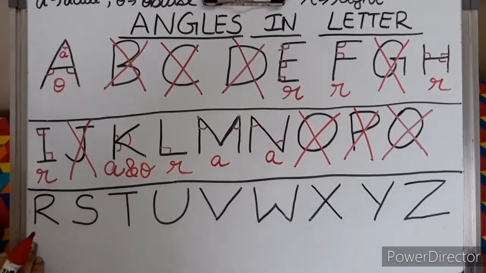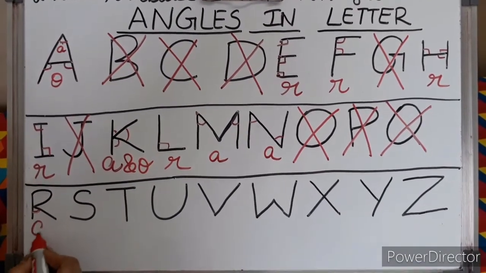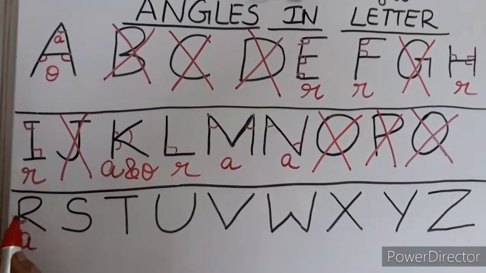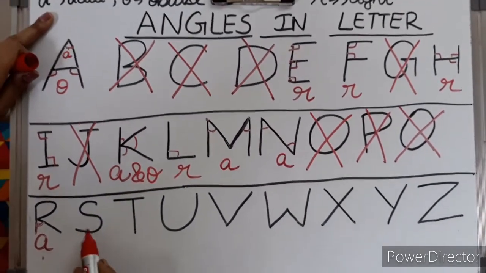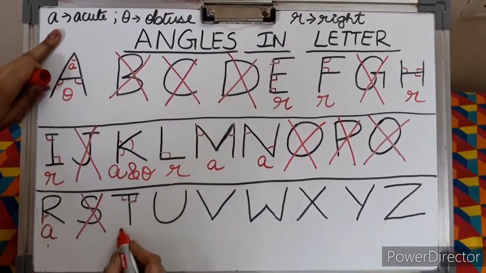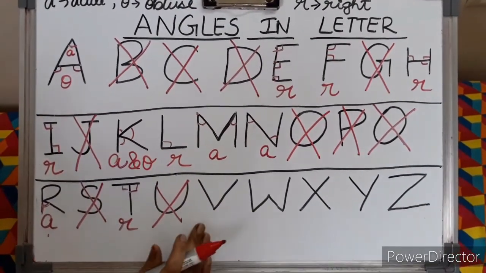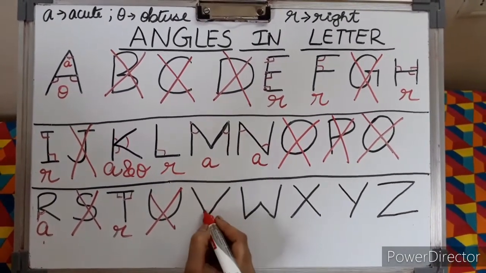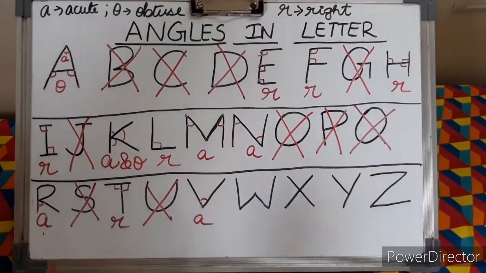For R, now we have to check. In R there is an angle formation, and that too acute. Seeing the angle, keeping one line as a baseline, you can predict that it is less than 90 degrees, which means it is an acute angle. S again, no angle is formed. Then T, you can check here, this forms a right angle. U again, no angle is formed. Now we will check V. V again has a fixed point and two rays. There is an angle formed here, and it is less than 90 degrees, so it is an acute angle.